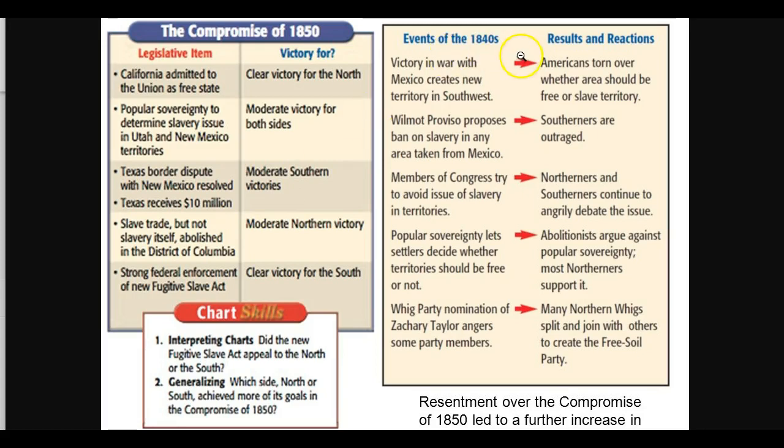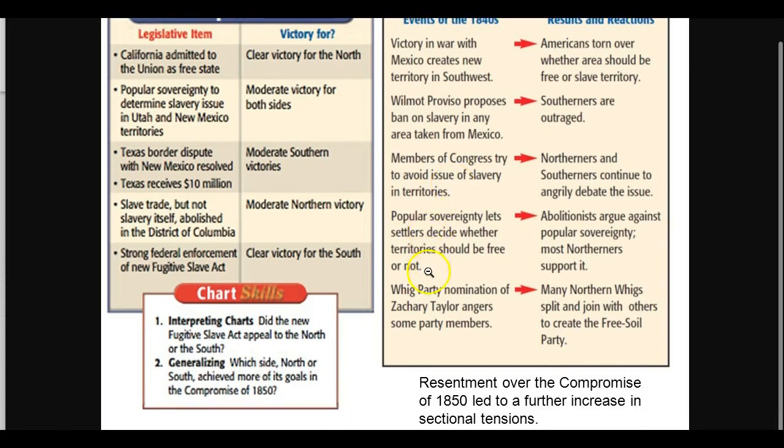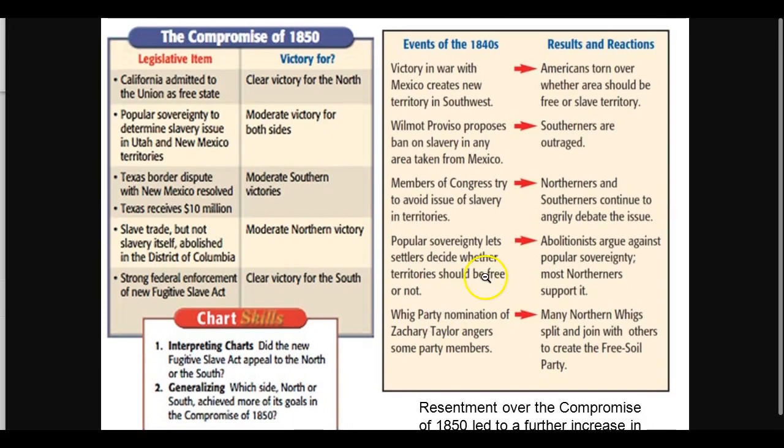Another thing that I like a lot about this chart here is that it shows the results and reactions of events in the 1840s. So you can look at what happened as a result of victory in the Mexican-American War, the Wilmot Proviso, trying to use the gag rule to avoid slavery issues, popular sovereignty and the Whig Party nomination. So take a look at this chart as well, and you can see how America is dividing even more as a result of these events that are happening even before the compromise starts.